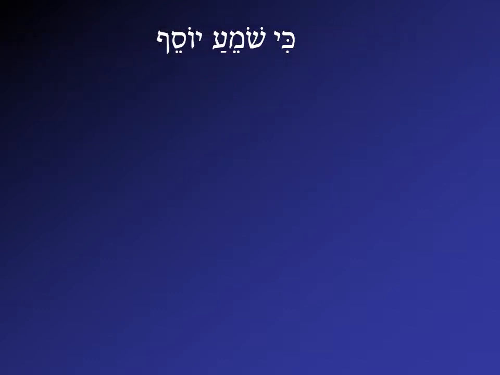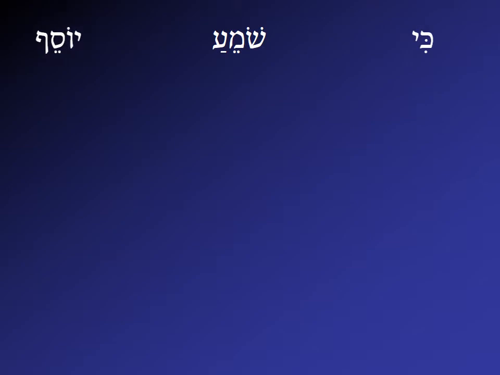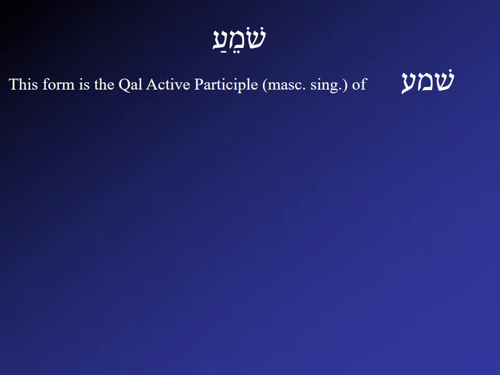Okay, the remainder of our verse for this lesson, Ki shomea Yosef. First question is, what is our ki? This is simply a vocabulary word. It can mean that, because, or surely. The final word, Yosef, is simply a proper name, Joseph. So we look at the remainder of our verse, which is shomea. So this form is the kal active participle, masculine singular, of the root shin, mem, ayin.